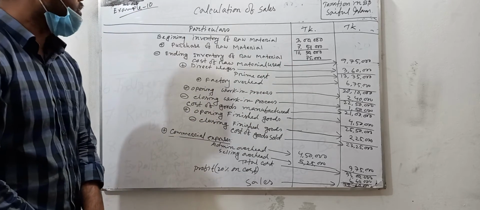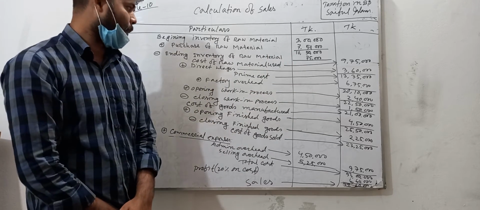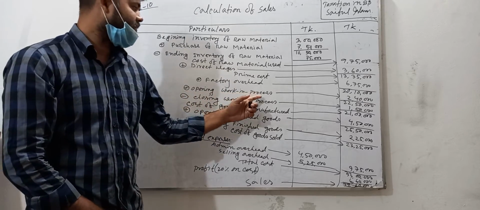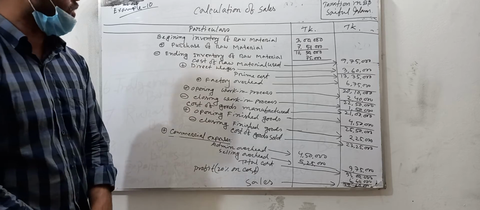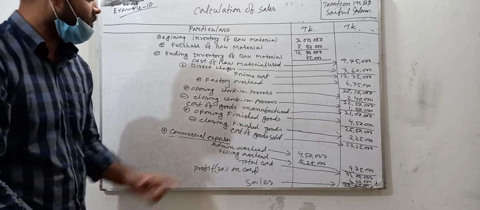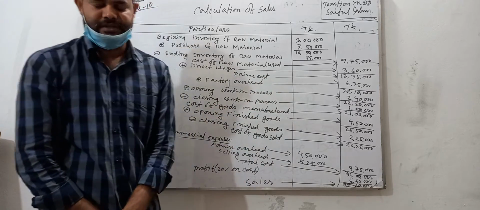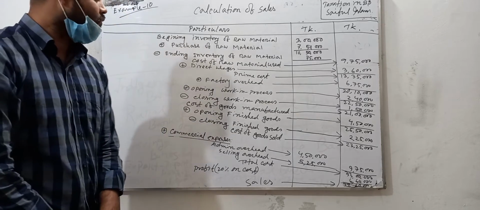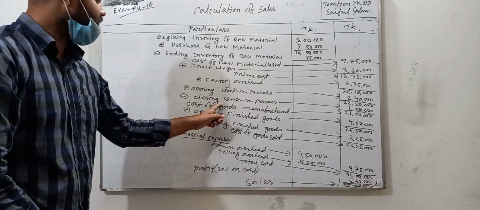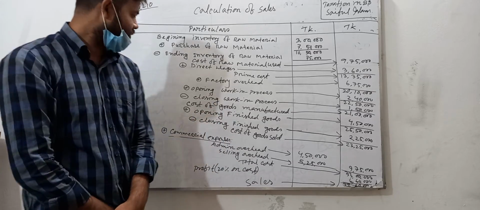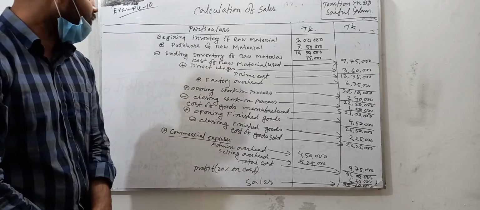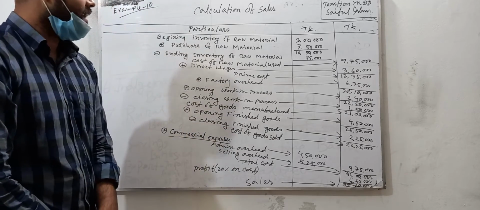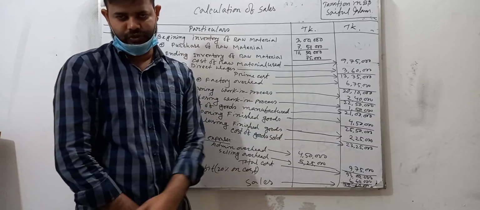With prime cost, we will add factory overhead. Then we will add opening work in process and less closing work in process. Then the answer will be cost of goods manufactured. When we get cost of goods manufactured, we will add opening finished goods and deduct closing finished goods. Then the answer will be cost of goods sold.